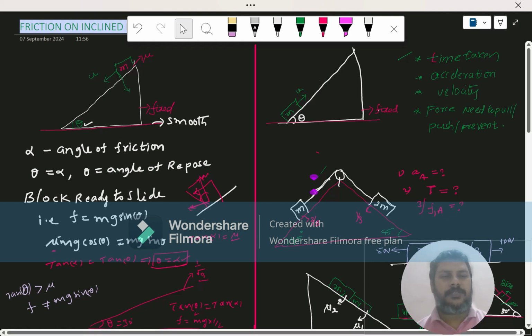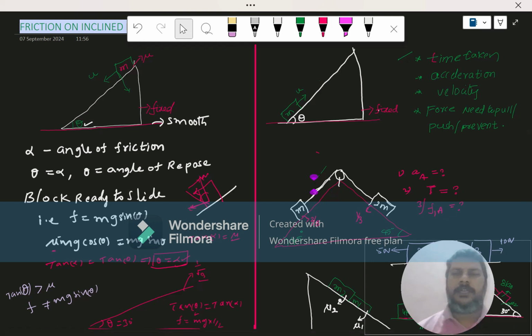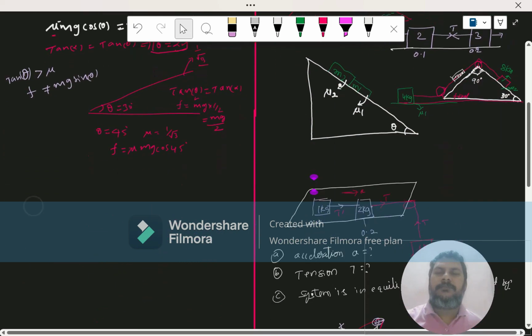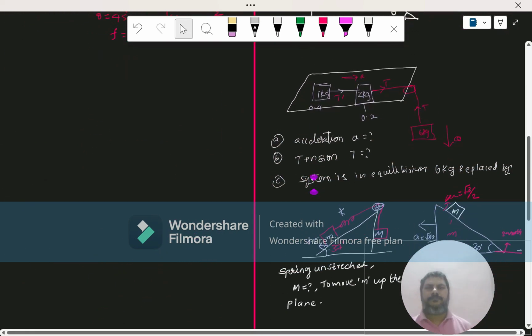Here I have taken some questions, some models. Before that, see one concept involved here: how to calculate the friction in related cases on an inclined plane.